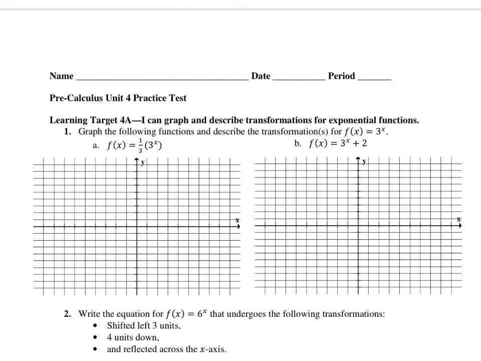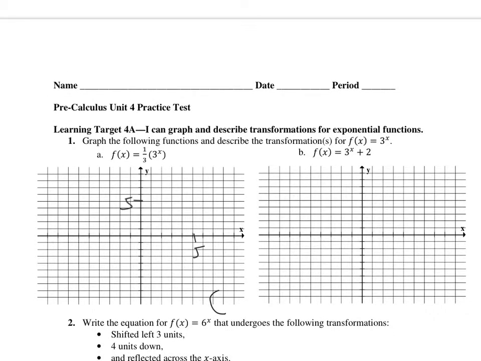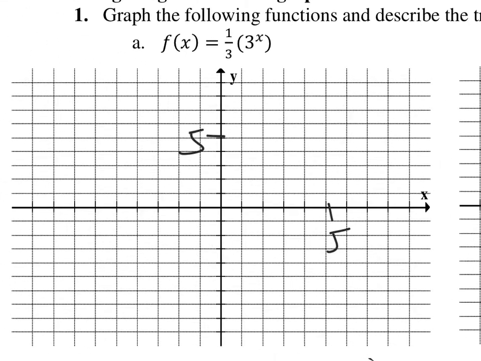So we got 1/3 times 3 to the x. We've got to graph this guy, so we've got to find some points here. We know that 3 to the x normally goes through (0, 1). However, this 1/3 is going to make it go 1/3 of that. Okay, so it's going to be 1/3.